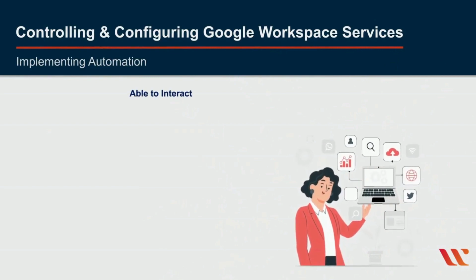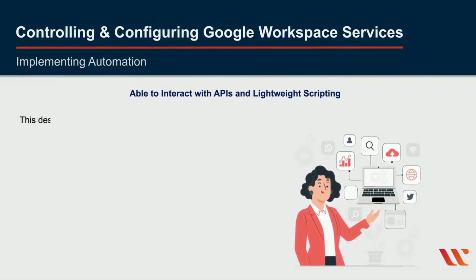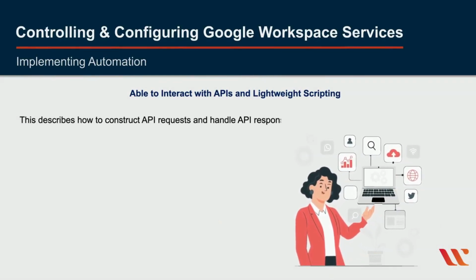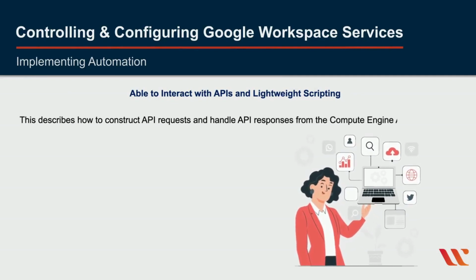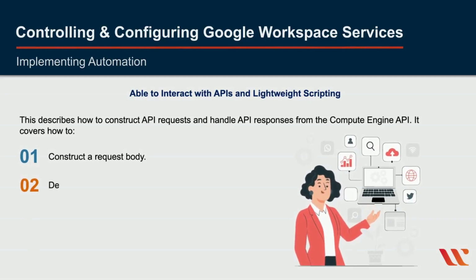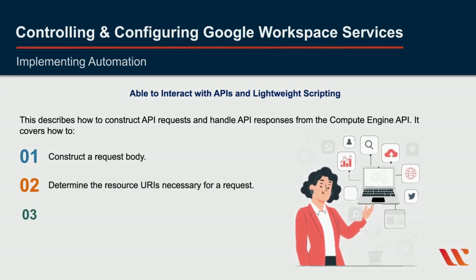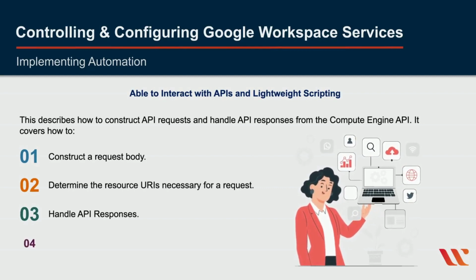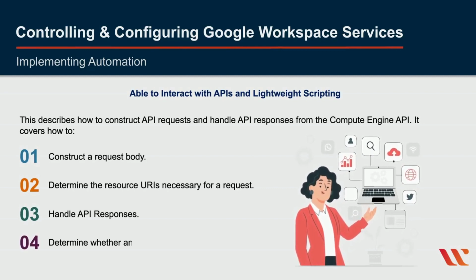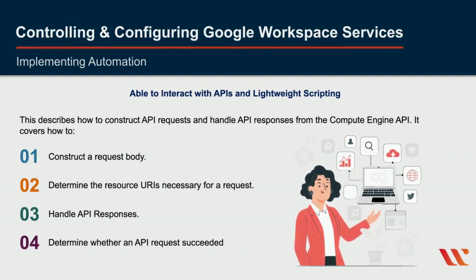Able to interact with the APIs and some lightweight scripting. This section describes how to construct the API request and handle the API responses from the Compute Engine API. So it covers how to construct a request body, determine the resource URIs necessary for a request, handle the API responses, and determines whether an API request has succeeded or not.